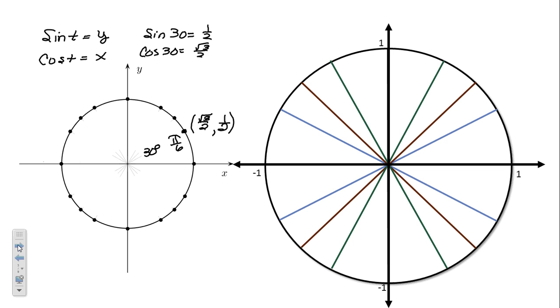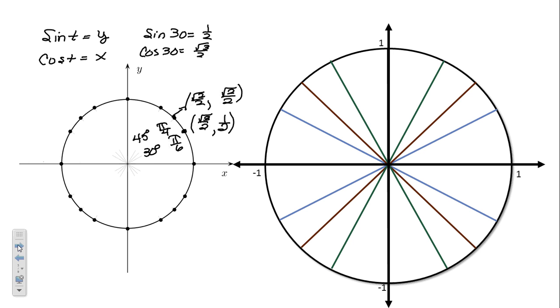What was the sine of 45? Square root of 2 over 2. So the y value is the square root of 2 over 2 for 45, which is pi over 4. What's the cosine of 45? Square root of 2 over 2. So this is the coordinate, square root of 2 over 2, right here.